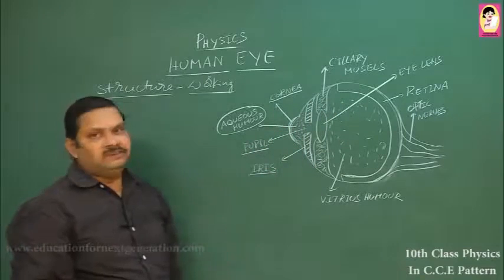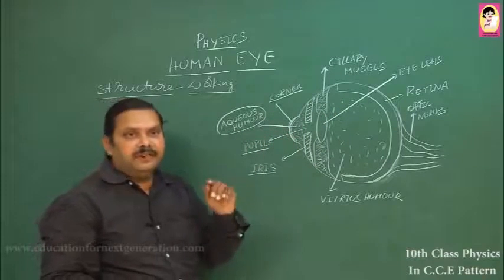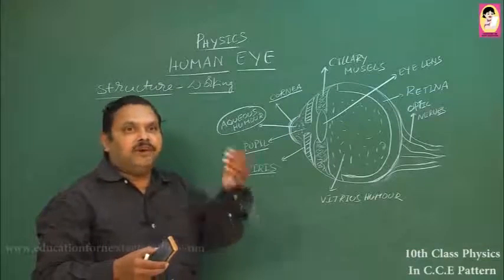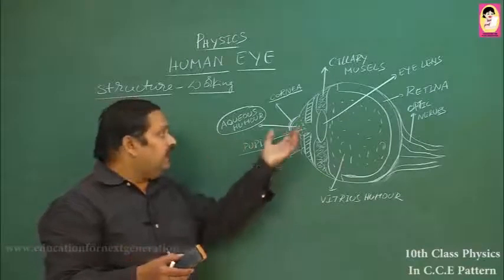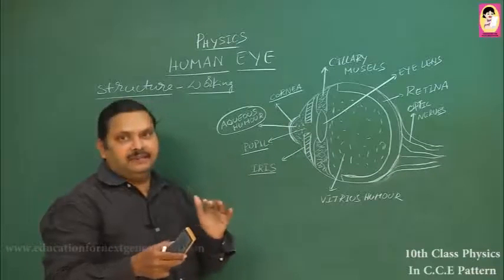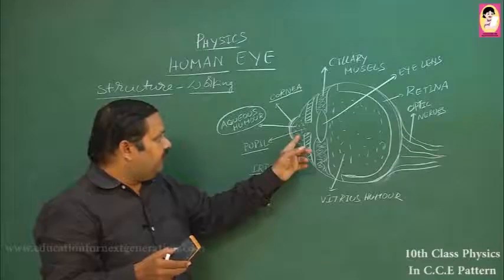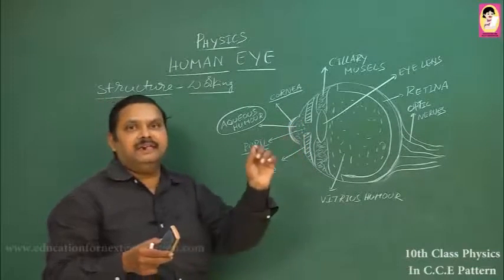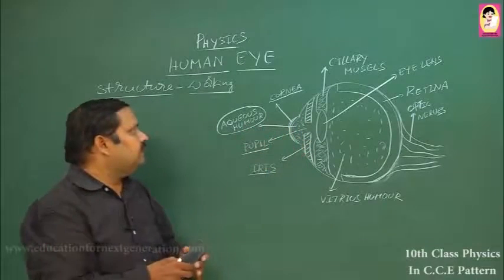The other use of aqueous humor is that it keeps your eye always wet. When any small dust particle falls in your eye, the aqueous humor immediately releases water, and that water will clean the eye and the dust particle will go off. So it keeps the eye wet and cleans the eye whenever a dust particle falls in the eye. That is the purpose of the aqueous humor.